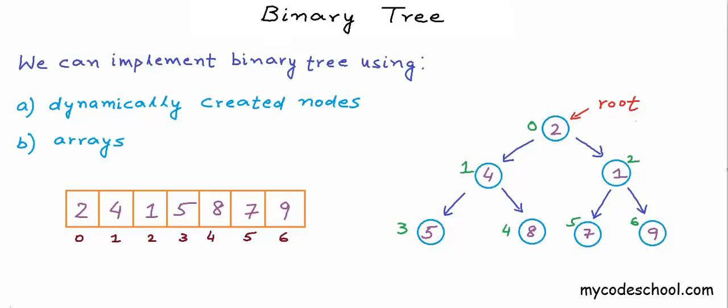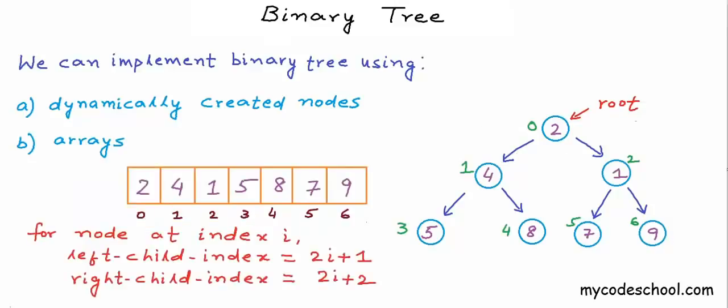Well, in case of a complete binary tree, if we number the nodes like this, then for a node at index i, the index of left child will be 2i + 1 and the index of right child will be 2i + 2. And remember, this is true only for a complete binary tree.